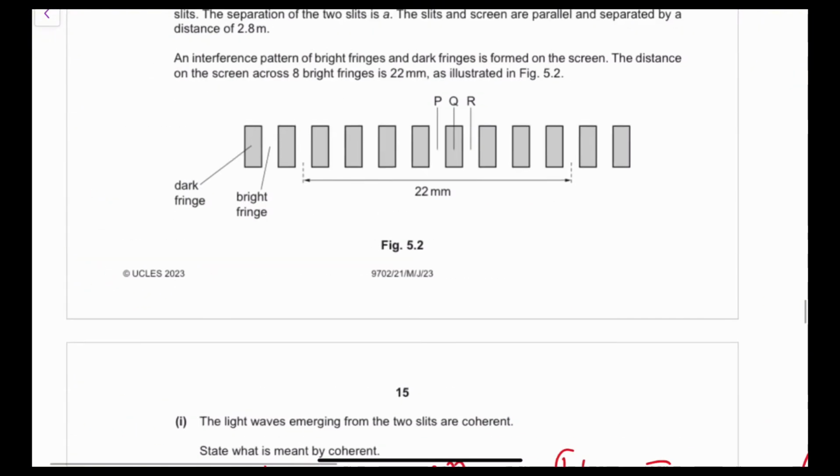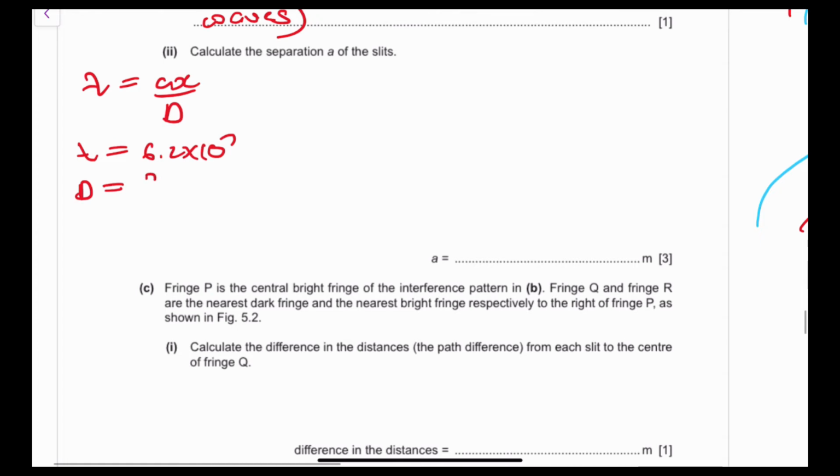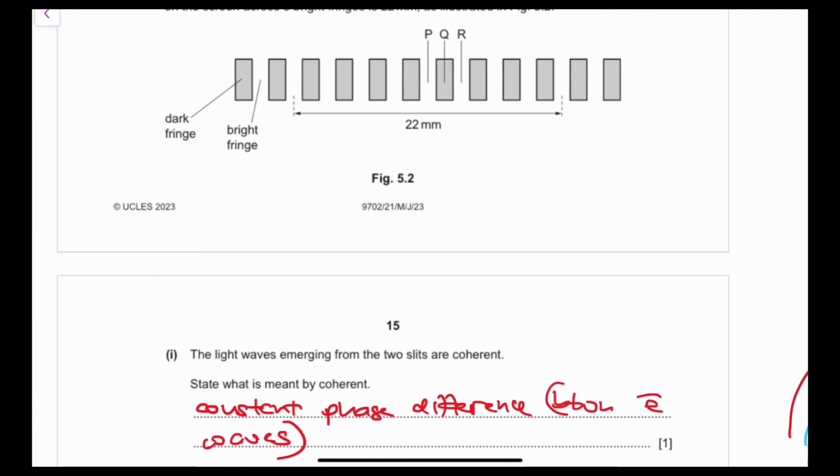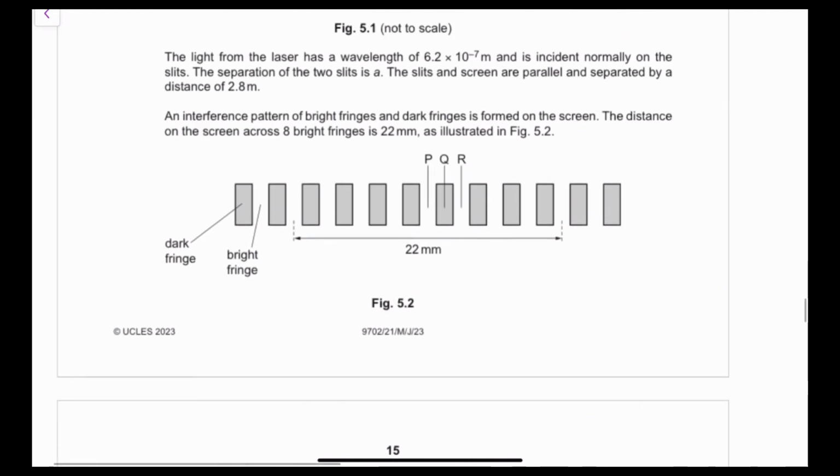Are we given the value of D? The value of D is actually 2.8. Are we given the value of X? Well, X is actually the distance between two bright fringes. We have one bright fringe, which is from here to here. So this area, one bright fringe is covering this area. If we were to go here, another bright fringe, so we have two.